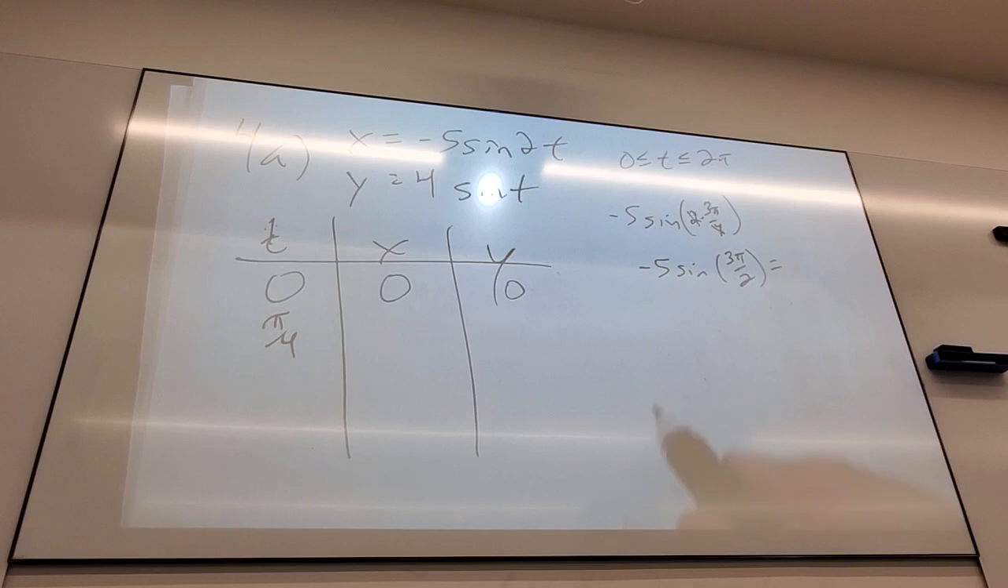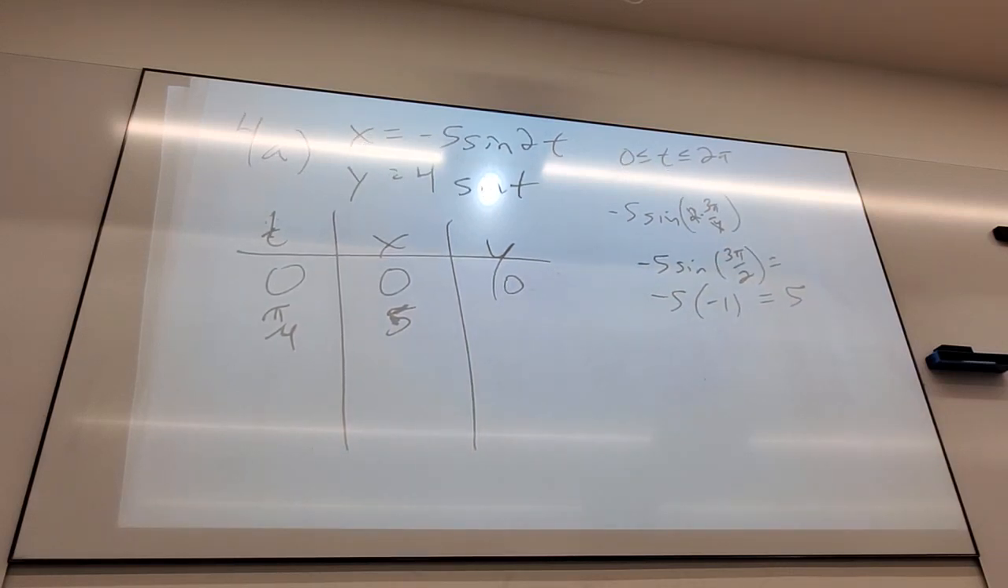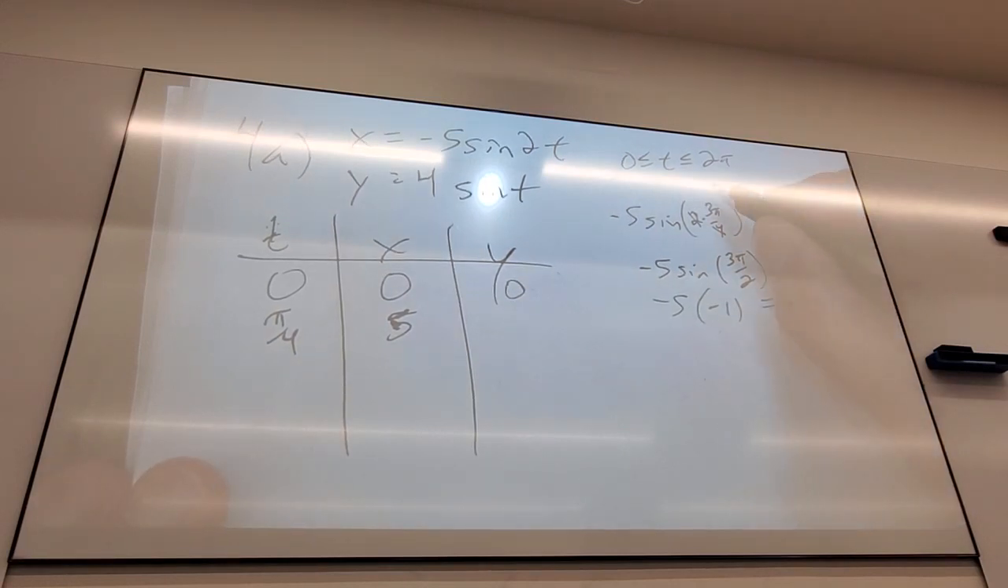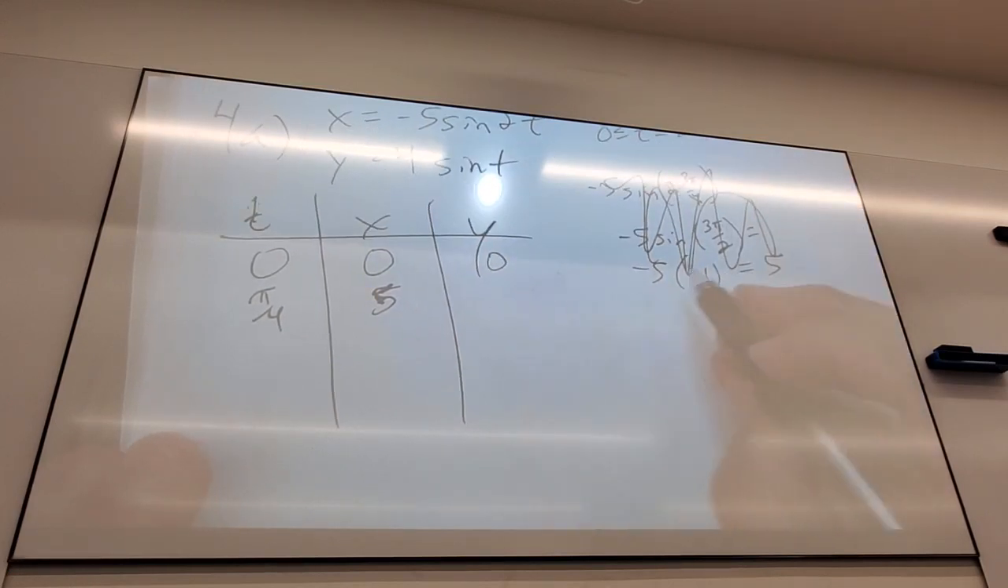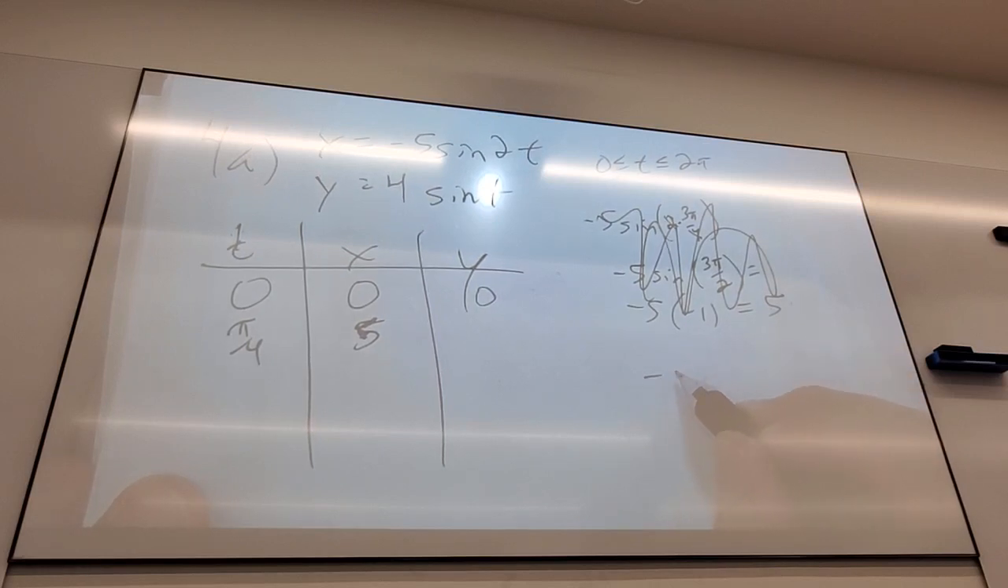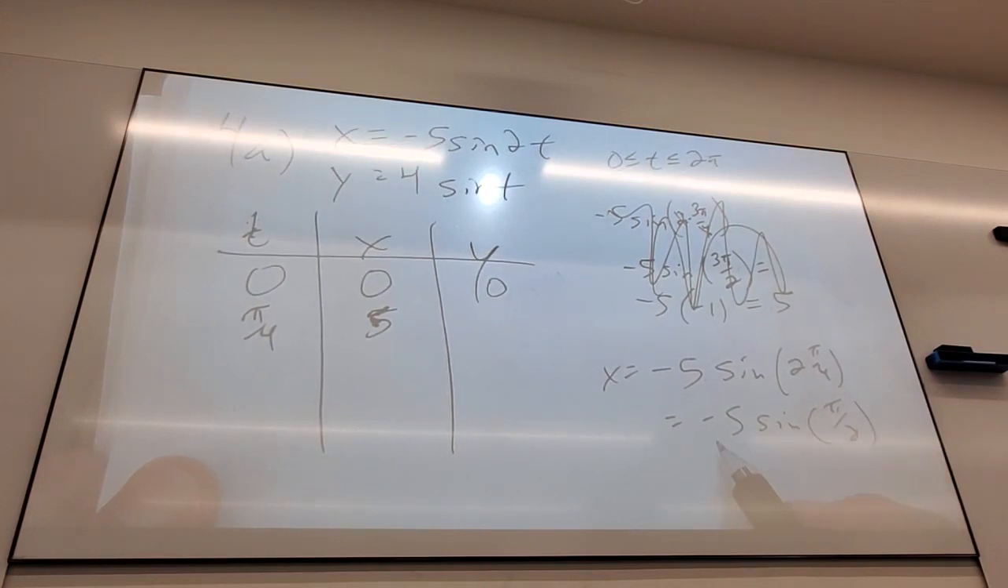So don't I get negative 5 times negative 1? Which is... Good Lord, Jeff. I had your thing in my head. No, you didn't plug in pi over 4, you plugged in 3 pi over 4. You told me to plug in 3 pi over 4 and I couldn't get it out of my head. Let's try this again. If I plug pi over 4 in, negative 5 sine of 2 times pi over 4, negative 5 sine of pi over 2. Sine of pi over 2 is 1 times negative 5, negative 5.